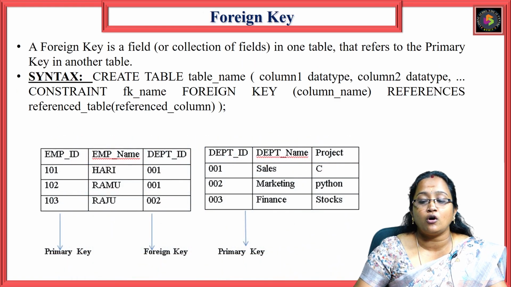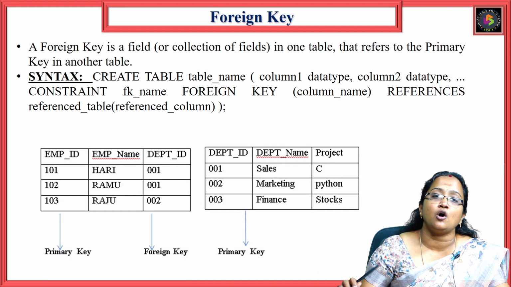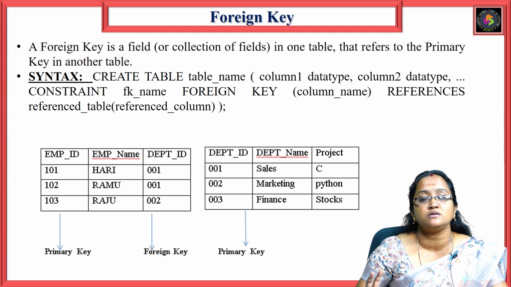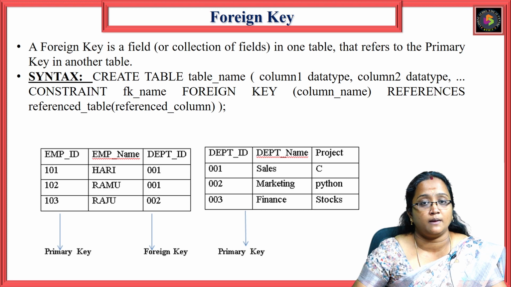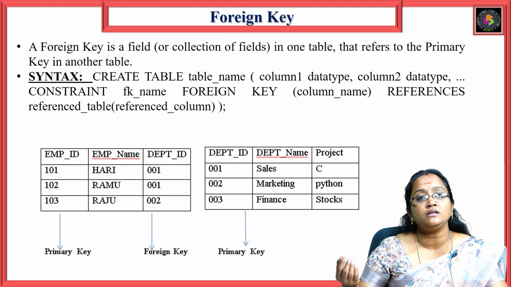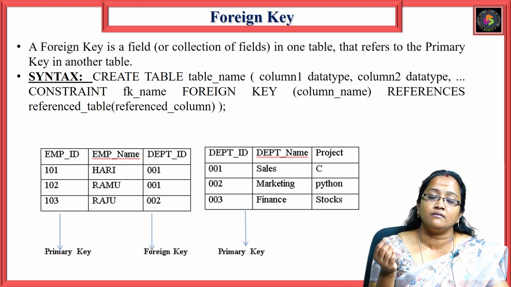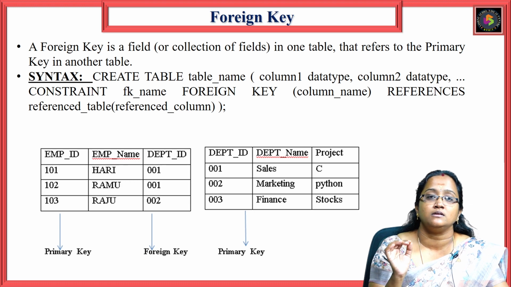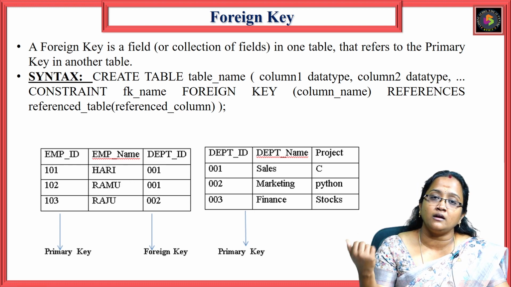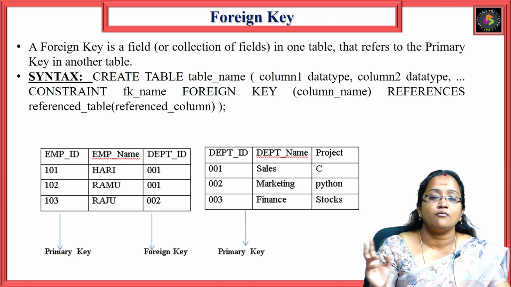Next one is foreign key. Foreign key is a concept used when we are referring to two or more tables. Simply we can say that when the primary key of one table is referred to in another table, it is called a foreign key. When a primary key of another table is referred, that is called a foreign key.